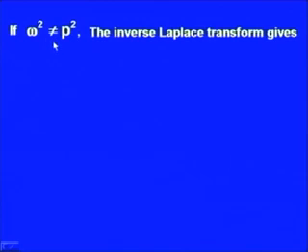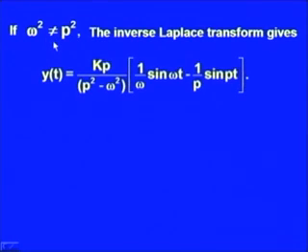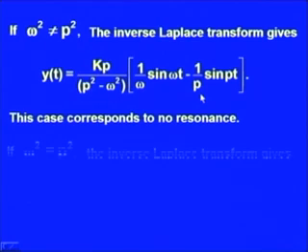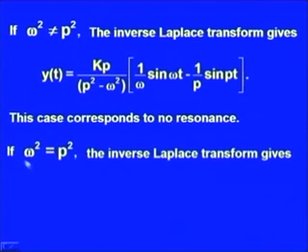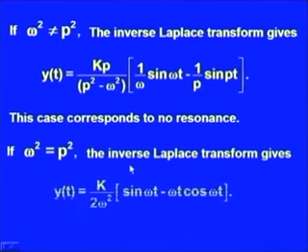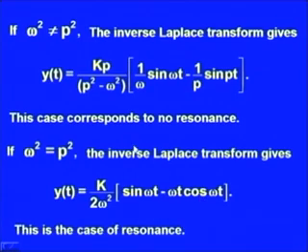One is if ω² is not equal to p², then when we take the inverse Laplace transform after breaking into partial fractions, we get y(t) equal to K p over (p² minus ω²) into (sin ωt over ω minus sin pt over p), and this case corresponds to no resonance. If ω² is equal to p², then the inverse Laplace transform will give us y(t) equal to K over 2ω² into (sin ωt minus ωt cos ωt). This is the case of resonance.